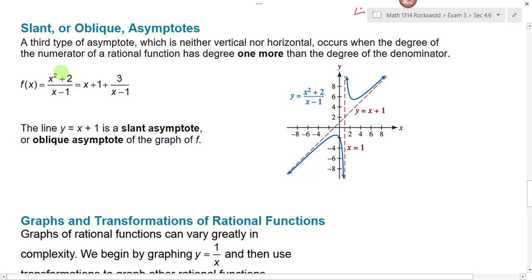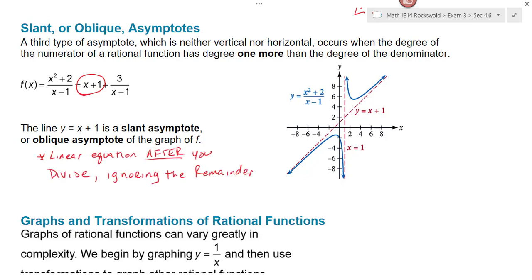If I were to use long division and divide this polynomial, it would reduce to this, where the remainder would be 3, and x minus 1 goes into x squared plus 2 evenly, x plus 1 times. The equation of your slant asymptote is going to be the equation of your quotient when you divide without the remainder. Your slant asymptote is going to be a linear equation after you divide and you ignore the remainder. The only time you would have a slant asymptote is if the degree of the numerator is 1 more than the degree of the denominator.